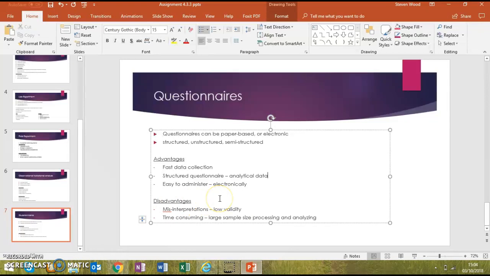Some disadvantages are that there could be misinterpretations of data through questionnaires. So, for example, a participant could say something, and you write down something, but you misinterpret what they mean, which gives it low validity. It's also potentially time consuming due to requiring a large sample size when you're processing and analyzing the data in order to generalize it to the public.